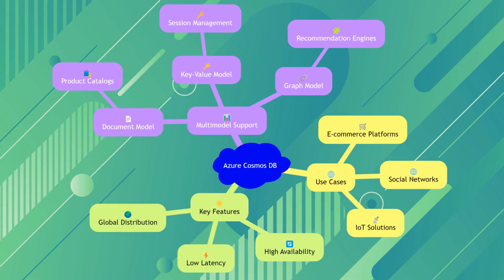Azure Cosmos DB is suitable for a wide range of use cases and scenarios. It is ideal for applications that require high availability, low latency, and global distribution, such as e-commerce platforms, social networks, and IoT solutions. Additionally, its multi-model support makes it a good fit for applications with diverse data requirements. For example, an e-commerce platform can use the document model for product catalogs, the key value model for session management, and the graph model for recommendation engines.